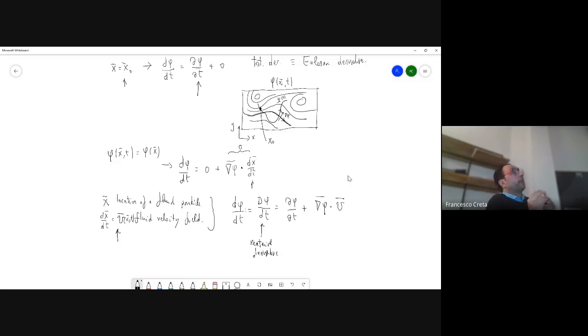And we'll see why it's so important to have this definition, because from this definition I can write the conservation equations in a very straightforward manner.